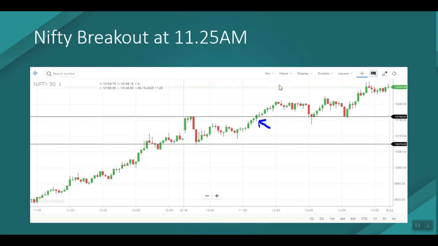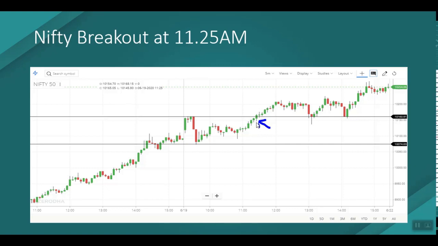So I have plotted the 5 minutes candle and I have marked the high and low of the candle till 11 o'clock. So you can see that this is the 11 a.m. candle. This is the high for the day till 11 a.m. and this is the low for the day till 11 a.m.